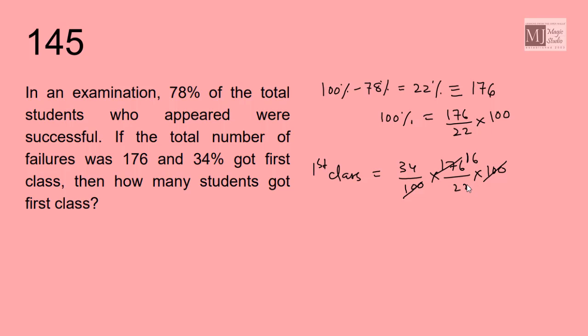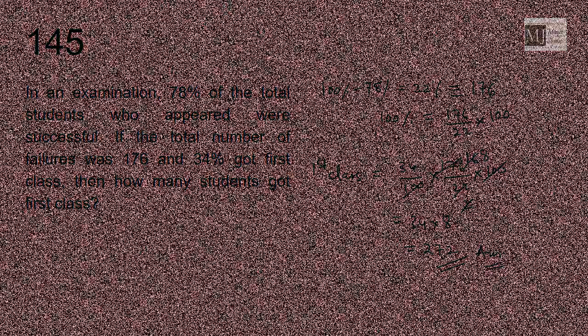So 11 times 16: 11 times 2 is 22, 11 times 8 is 88... 240 and 32 is 272. Thank you, Smriti, for the solution.